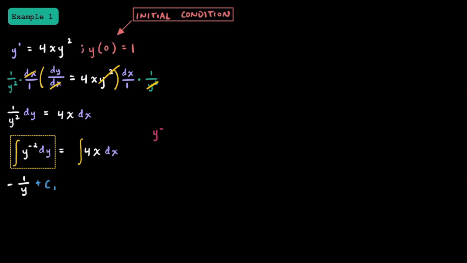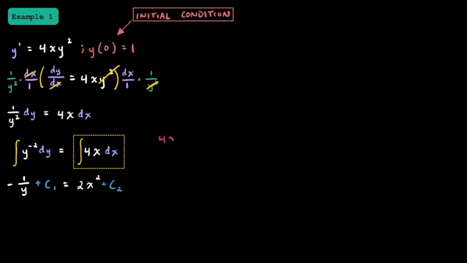Remember that when you're integrating y to the negative second power, you're actually just going to add 1 to its exponent and divide that by negative 2 plus 1. When you do that, you're going to get y to the negative first power over negative 1, which is the same thing as negative 1 over y. Now for integrating the right side, we're going to get 2x squared plus c2, or our second constant.